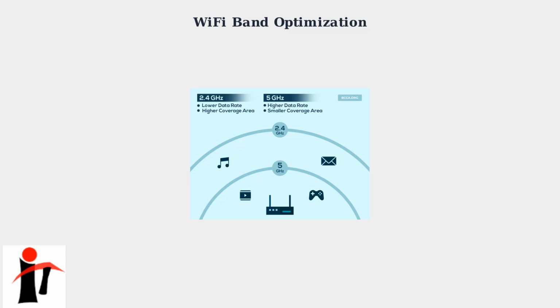First, optimize your Wi-Fi connection by switching between frequency bands. The 2.4 GHz band offers wider coverage but slower speeds, while 5 GHz provides faster speeds with shorter range. Switch to 5 GHz if your EETV box is close to the router.